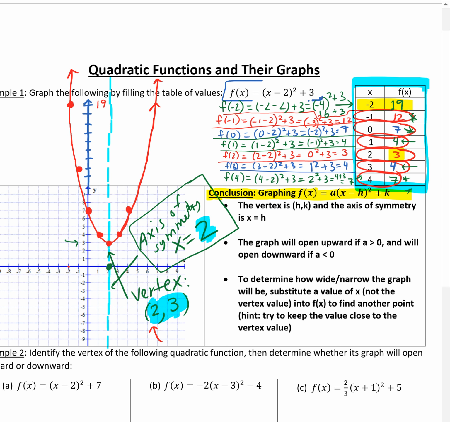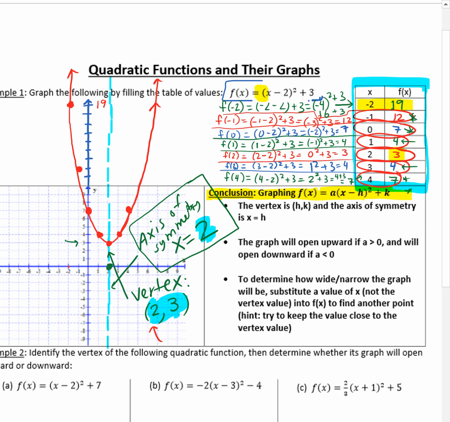So if you're graphing f of x equals something of this form, maybe in this one there was nothing in front of the parentheses, but if there was something in front of the parentheses, that wouldn't change it too much. Then x minus some number squared plus some number. The first thing we can say is that the vertex is h comma k. Like we saw, the number inside the parentheses with x is h, and the number added at the end is k. And the axis of symmetry is x equals h, the x value of the point.